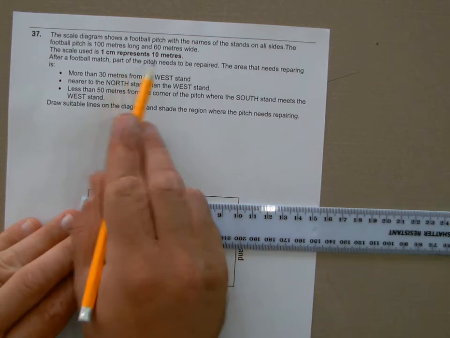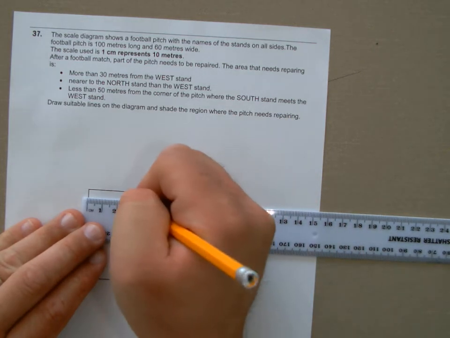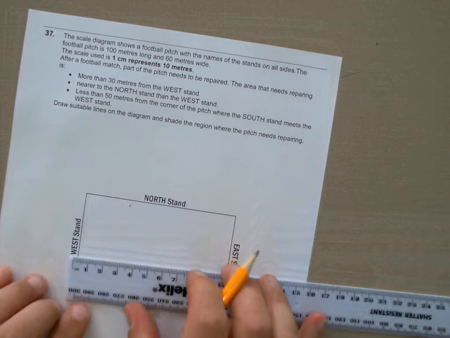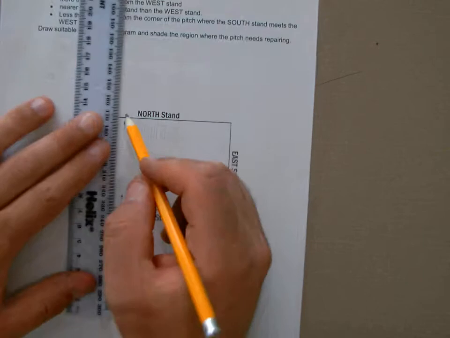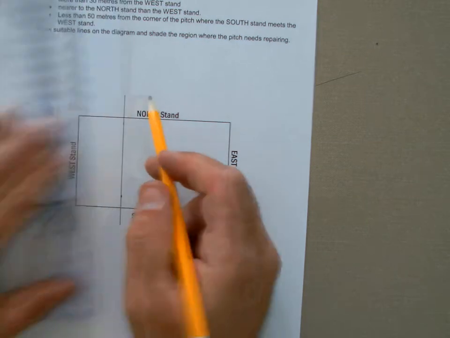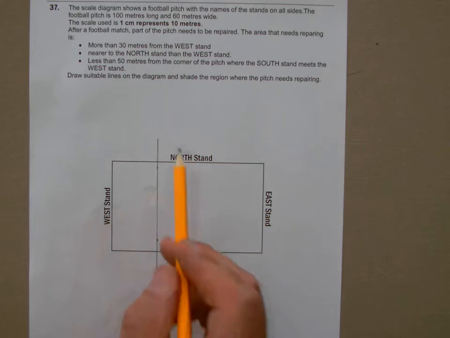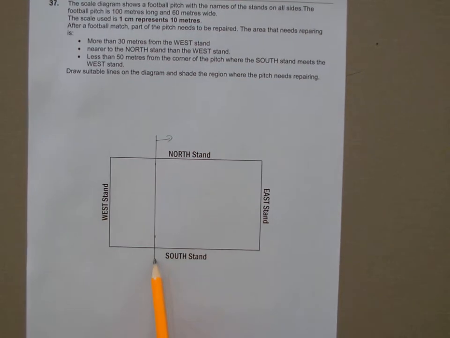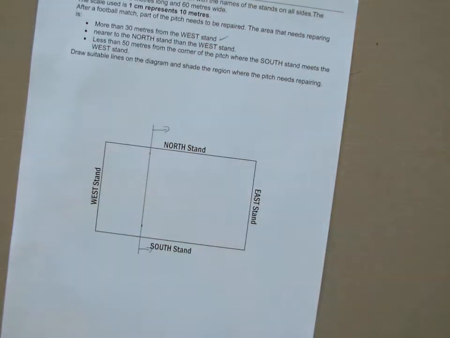So 30 meters, if you think about it, well, 10 meters is a centimeter, so 30 meters is going to be 3 centimeters. So if I just mark it here at the top somewhere, and then same here at the bottom, I've got 2 points where I can join them with a line. Essentially then it's going to be more than 30 meters from the west stand, so I need to be this side of that line, because if I am to the left of that line, then I'd be less than 30 meters from the west stand, so I need to be the other side of this line. So that's bullet point 1 sort of ticked there.